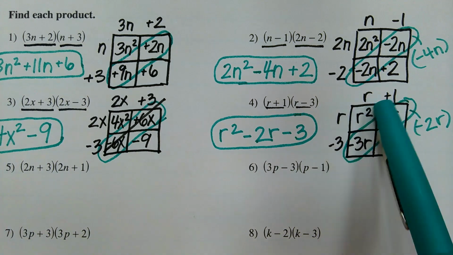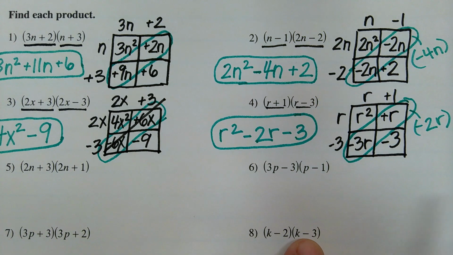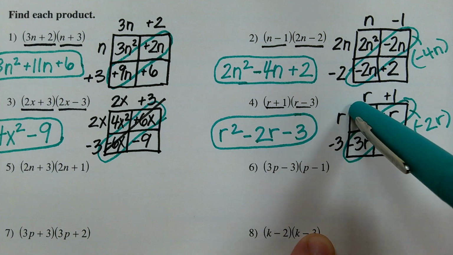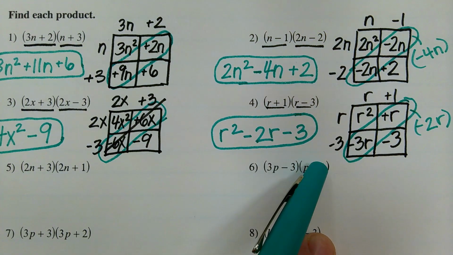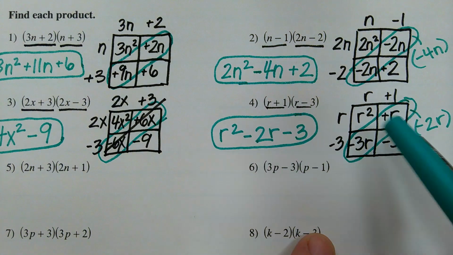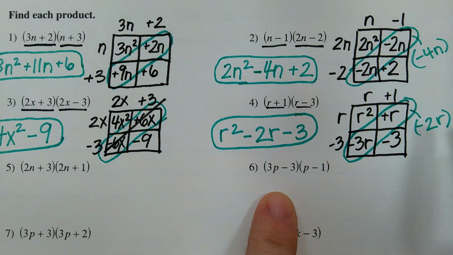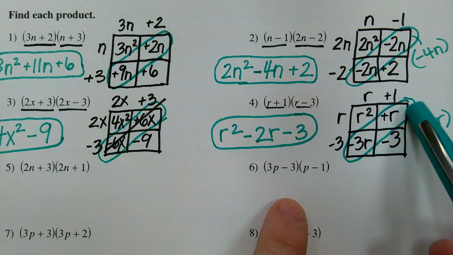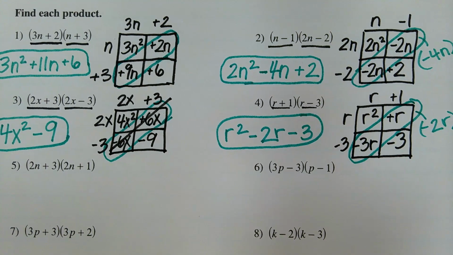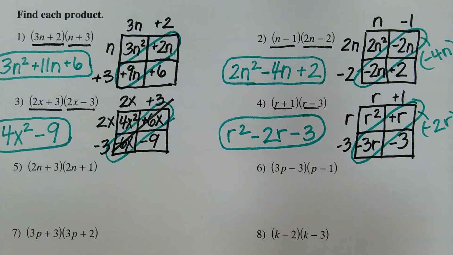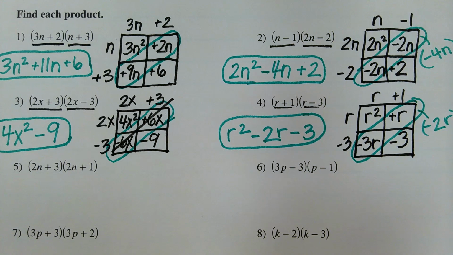So remember, once you've filled out your box, you are just taking every single piece and writing it out into an expression like this. You're just taking all the pieces and putting them together. If there's any like terms, you combine them. Does anybody have questions about this process?